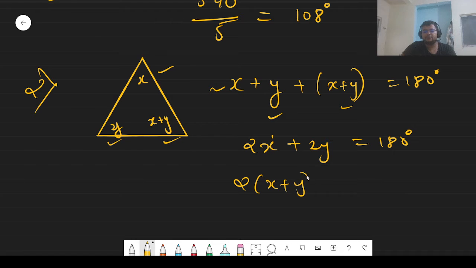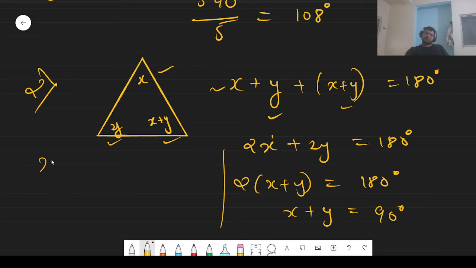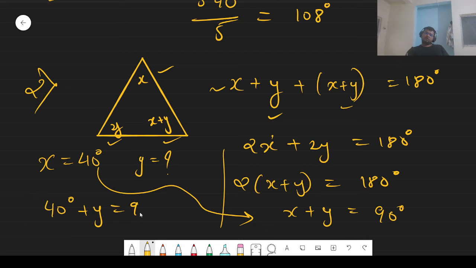I can write 2 times (x plus y) equals 180 degrees, and then x plus y equals 180 degrees divided by 2. Sorry for yawning. 180 degrees divided by 2, so x plus y will be 90 degrees. Now, in this question, it is given that if x equals 40 degrees, what will be y? Basically, we can substitute the value of x here and get y. So if x is 40 degrees, then 40 plus y equals 90 degrees, so y will be equal to 50 degrees.